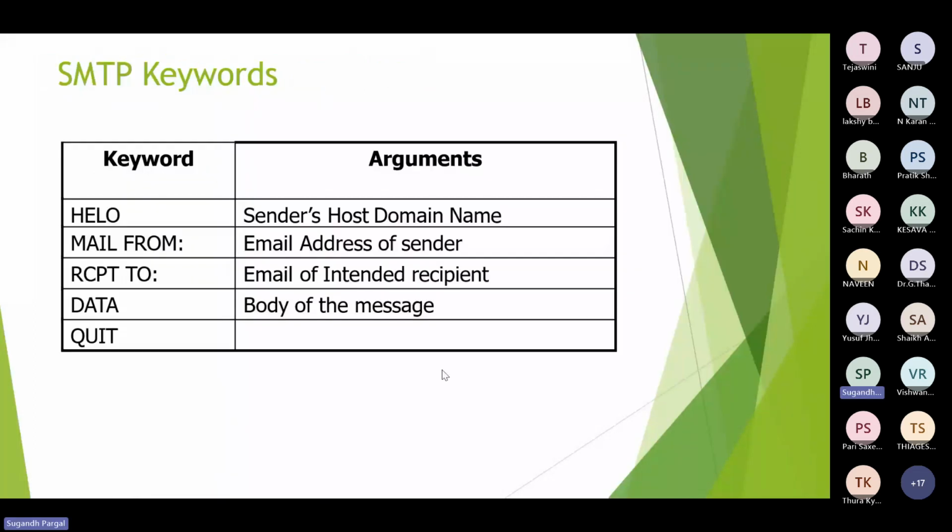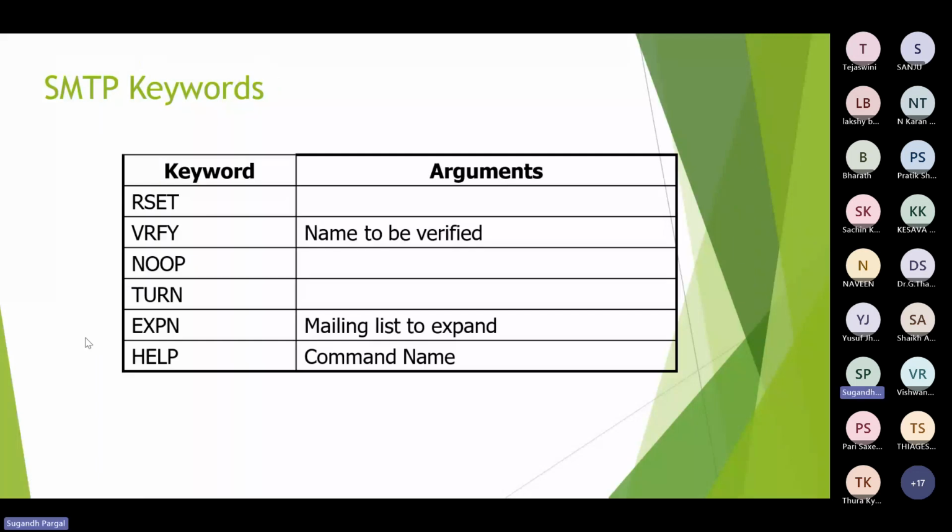There are different keywords which serve different purposes in the SMTP protocol. HELO is a keyword which is used to give the sender's host domain name, and MAIL FROM identifies the email address of the sender. RCPT TO identifies the email of the intended recipient, DATA is the body of the message, and QUIT is the ending of the connection. And there are a few other keywords, as you can see here.